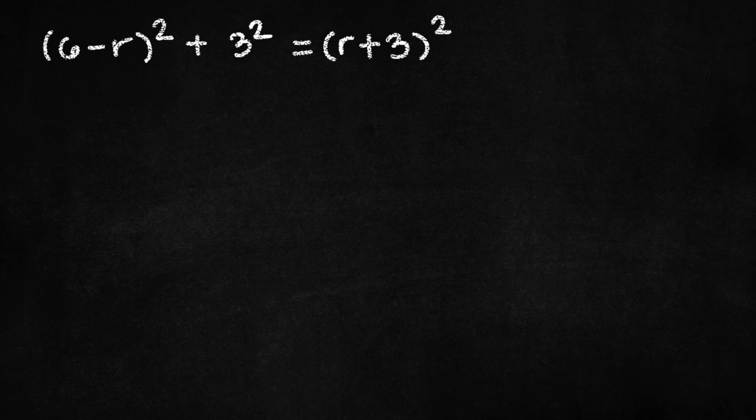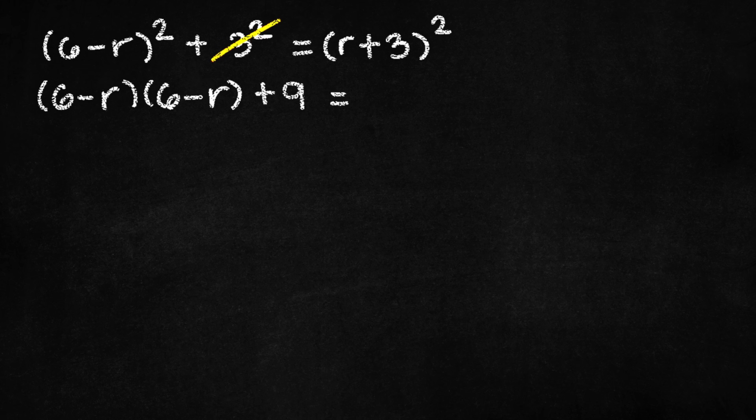I will remove the diagram first so we have enough space to solve. 6 minus r is raised to the power of 2, which means we have to multiply 6 minus r to itself. Then 3 squared is equal to 9. Next, r plus 3 raised to the power of 2, which means we have to multiply r plus 3 to itself. To multiply binomials, multiply all the elements of one binomial to all the elements of the other binomial.